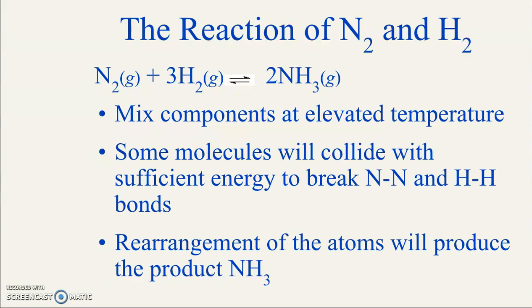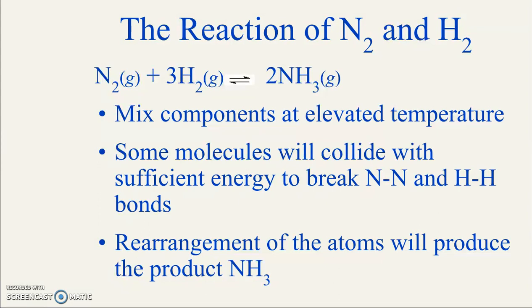So here's an example of the reaction of nitrogen gas and hydrogen gas to form ammonia. And you'll notice that this is an equilibrium reaction. So some of it becomes products and some of it stays reactants. So you mix these components at an elevated temperature. And by elevating the temperature, you increase the likelihood that they are going to collide.